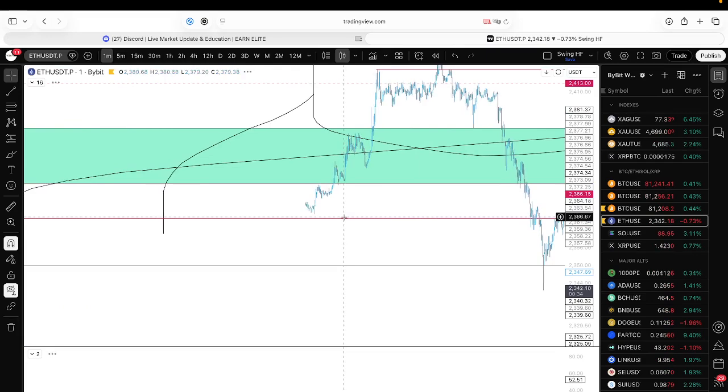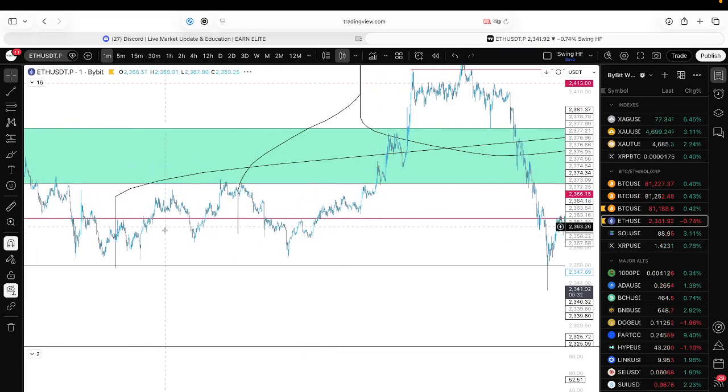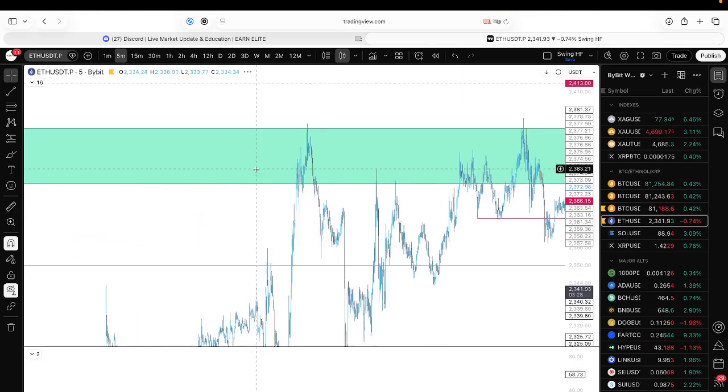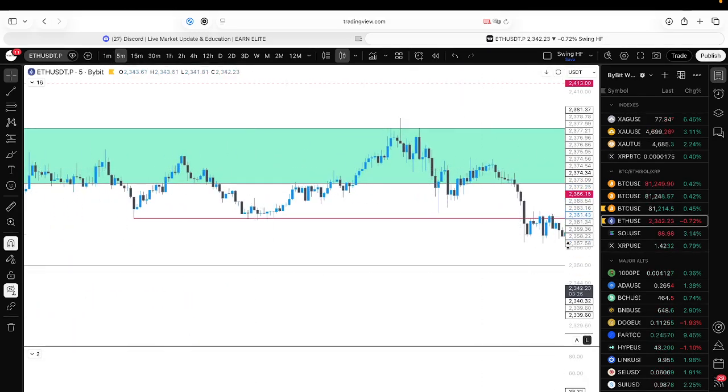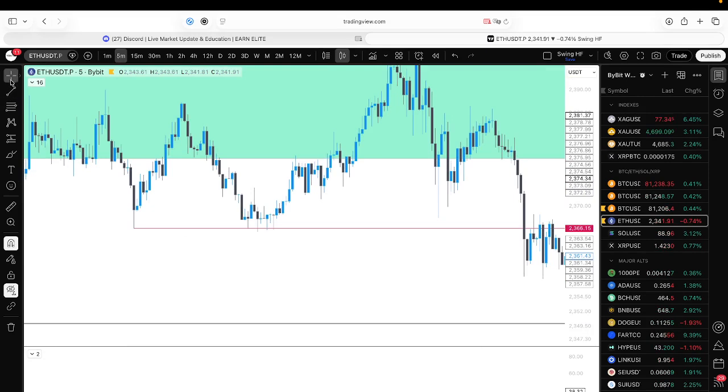Okay, with a lot of coins, a 1-minute chart is too fast to play with. For example, you can clearly see that this movement here happened in 40 minutes, more or less. So you don't need that kind of 1-minute chart.